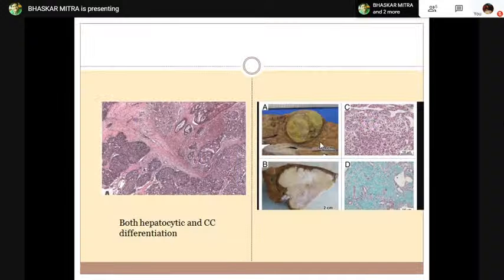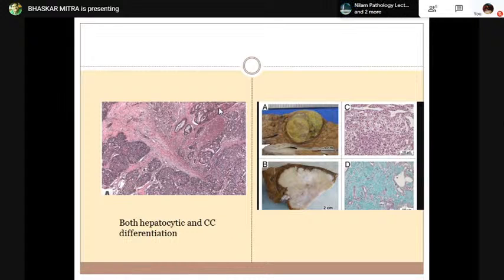Here we can see a classical picture of a hepatocellular carcinoma, grossly showing a hepatocellular appearance, macrotrabecular pattern. This is a cholangiocarcinoma, showing dysplastic glands lying in the liver parenchyma with a prominent desmoplastic stroma. This is a classical hepatocellular carcinoma appearance. This is a cholangiocarcinoma appearance. Now look at this tumor. Half the part shows this hepatocellular arrangement and half shows this cholangiocarcinoma-like appearance. So there is a mixed epithelial pattern.